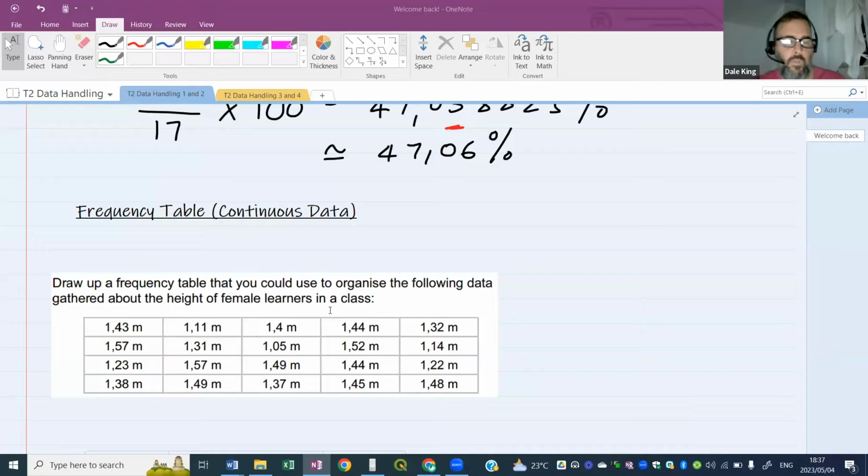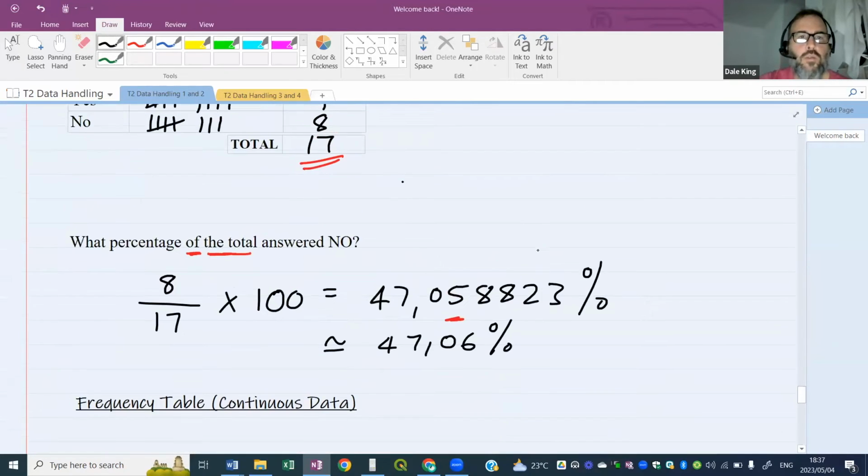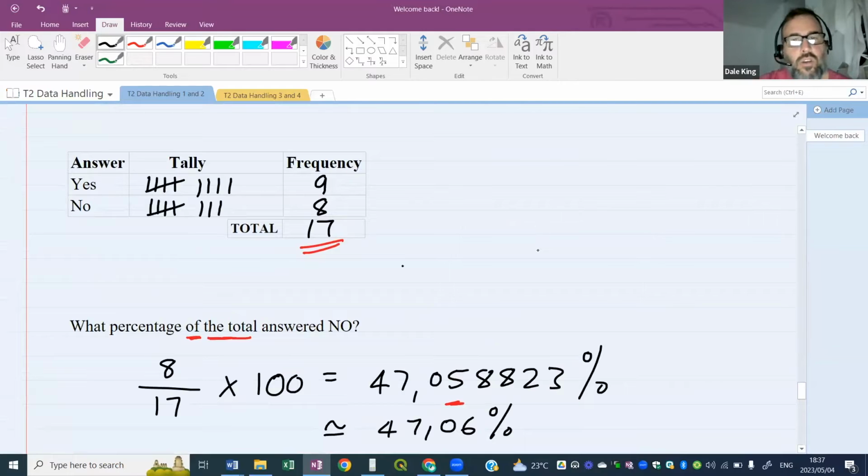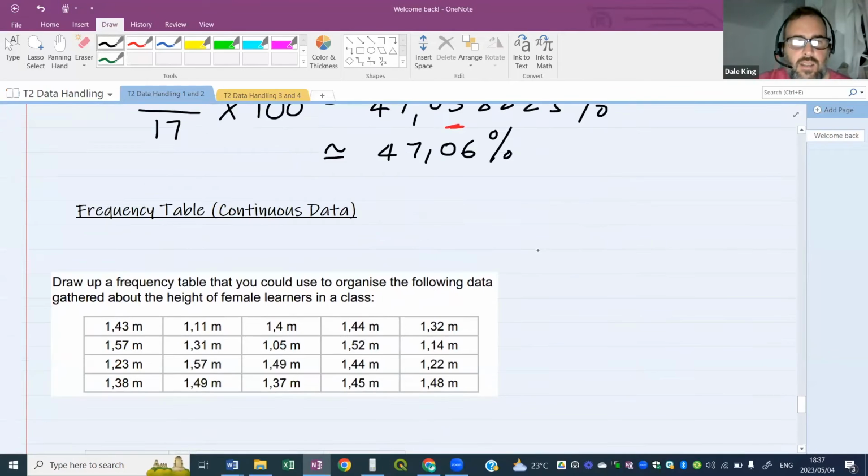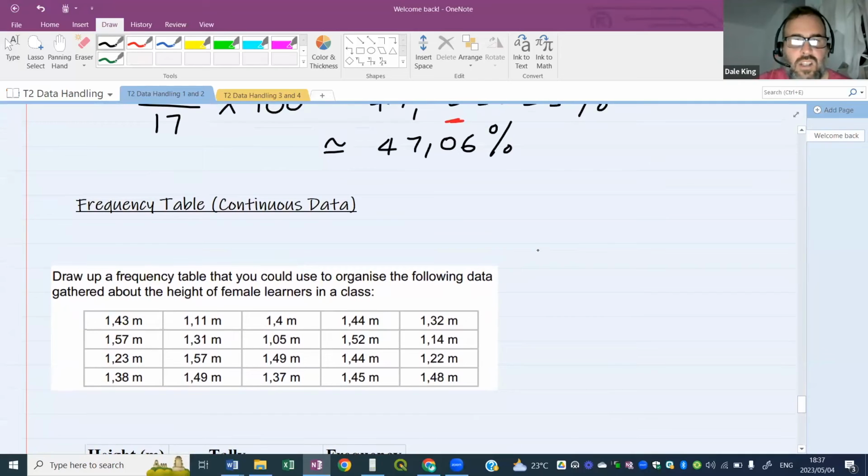Now, you've got to be careful with putting this data into a frequency table, because in the previous question, we only had 2 options. We had yes or no. Now, in this data set, we could actually have an unending amount of options here. We can start from 0 meters and go up to, okay, we've got to be realistic. Maybe there aren't girls that could be 2 meters high, but you could have 1.43, 1.44, 1.45, 1.46. I mean, it's never ending.